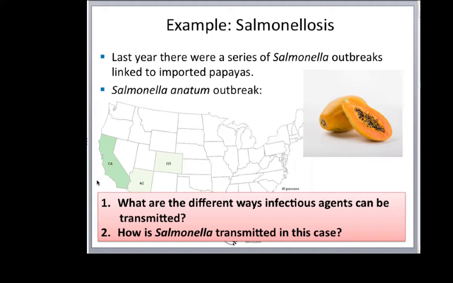So one of the things that you should be familiar with going into the exam are what are the different ways that infectious agents can be transmitted? And then using this information that I give you, think about, well, how might Salmonella be transmitted in this case, right? So what I'd like for you to do actually right now is take 2 minutes, converse with a partner, and jot down some ideas for the answers to 1 and 2 here.